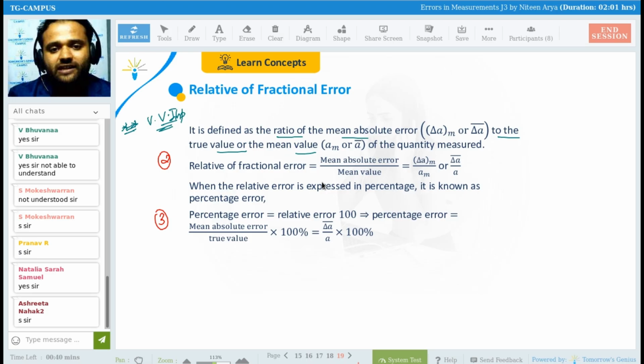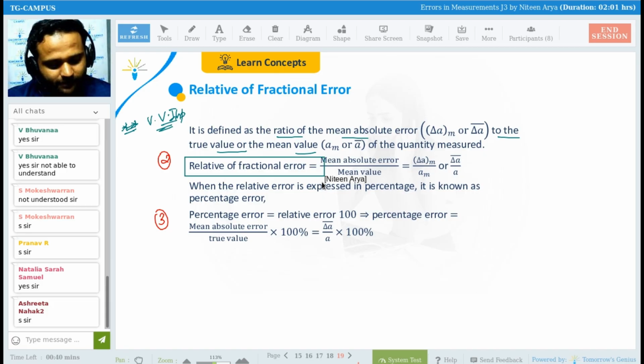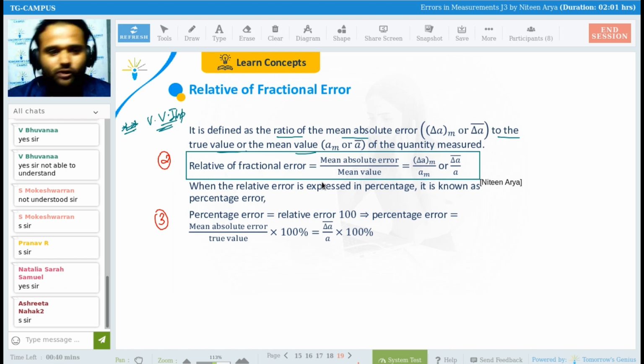For example, the relative or fractional error, why the name is given relative, is very easy to understand. Suppose you are going somewhere, a party or a function, right? Suppose you are going to your father's side. Whosoever the relative is going to meet you, they ask you according to your father's name: are you the son or daughter of that particular person? Clear? Isn't it?